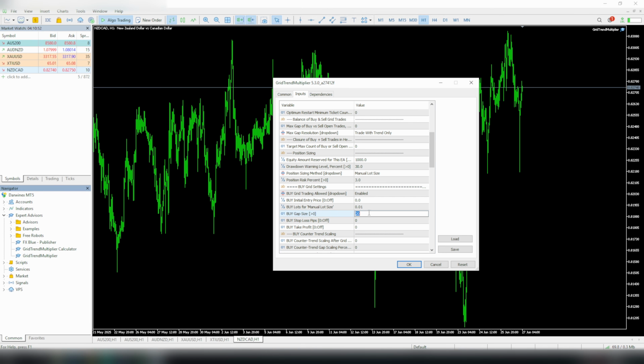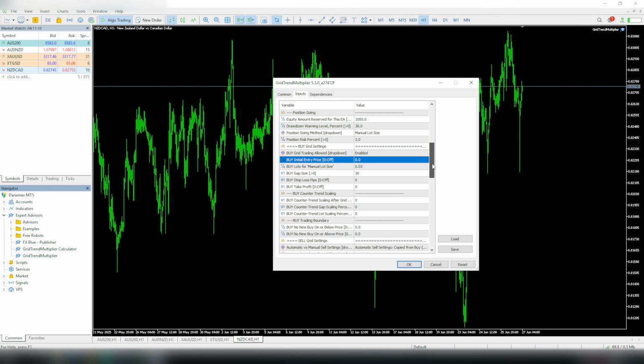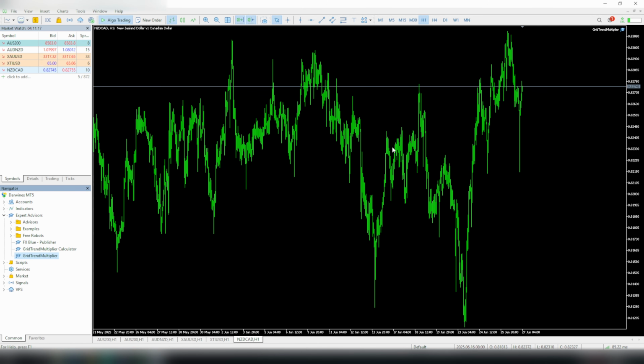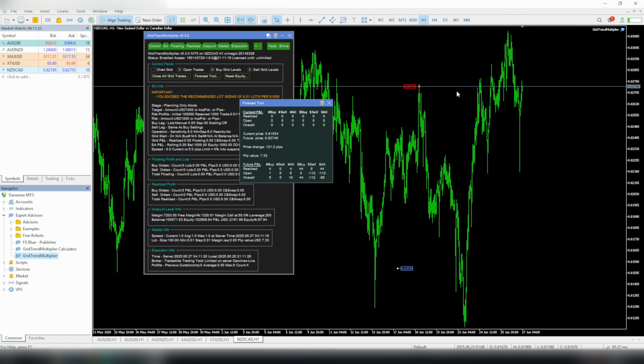Our grid size is going to be 30, which we calculated before. And for the lots, I don't really know. So let's go with 0.05 for now, and then see if we are correct in our estimates. For the sell, I want it to be copying the buy trade. So it's going to copy the gap size 30 and the lots of 0.05. And I'm just going to hit OK. Because I've got planning mode on, it's not going to take any trades.